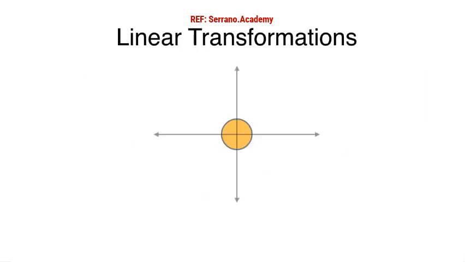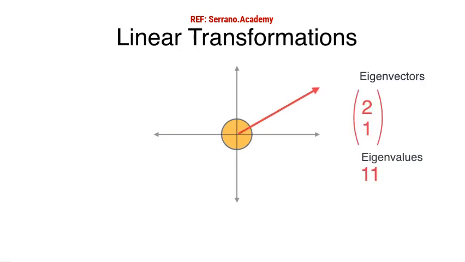So again, we can think of a linear transformation given the eigenvectors and the eigenvalues as: in the direction 2, 1, so 2 units to the right and 1 up, we stretch by 11. In the direction minus 1, 2, which is 1 unit to the left, that's minus 1, and 2 units up, we stretch by a factor of 1, so we don't do much. And so the transformation basically does this.